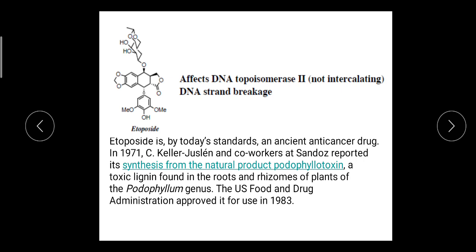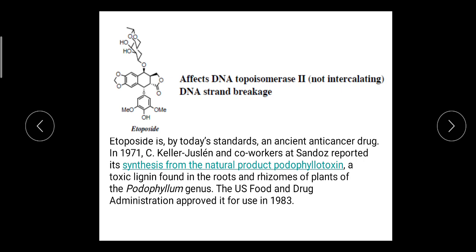The second drug under this class, that is plant product, is the etoposide. This etoposide is the semi-synthetic glycoside, and it is related to the epipodophyllotoxins, which is also called as Podophyllum genus. Etoposide is an ancient anti-cancer drug.